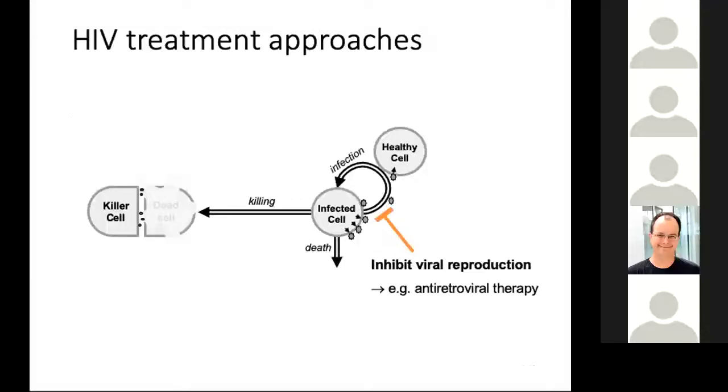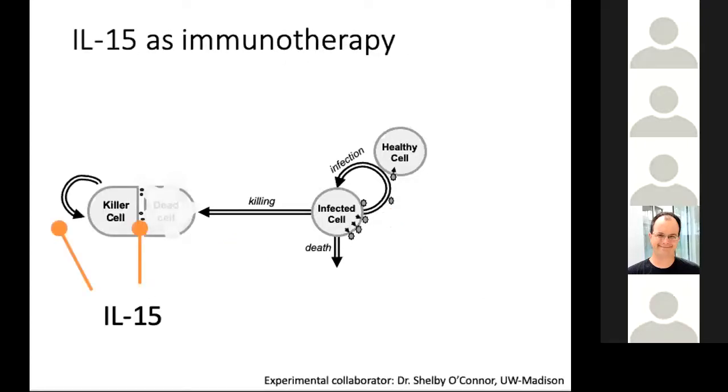So if antiretroviral therapy is cutting off the faucet of making new viruses, what immunotherapy does is it promotes the immune system's own responses to killing infected cells. So it's kind of pulling the plug on the infection as well as turning off the tap. If there's a way for us to supplement the natural immune response, maybe we can get a better handle on the virus. And so one type of immunotherapy that I'm going to focus on today is centered around IL-15. And this is in collaboration with Dr. Shelby O'Connor at the University of Wisconsin in Madison.